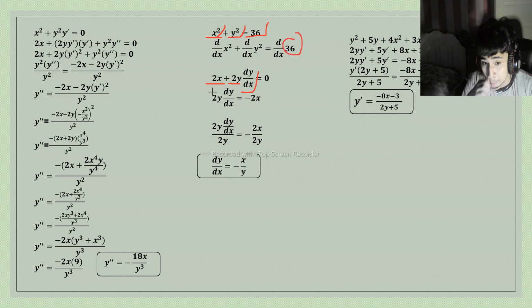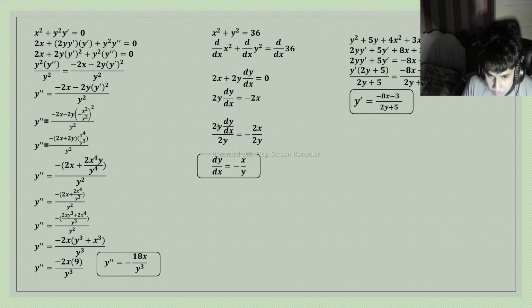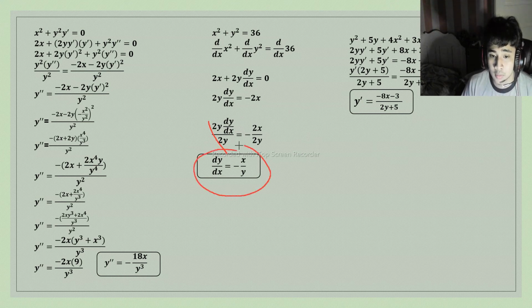Alam natin lahat yan. So, una, pwede nating i-transpose agad si 2x. Kaya, 2y times dy over dx equals negative 2x. Pwede na nating i-factor out yung 2 para yung dy over dx na lang yung matira. Mabibigyan tayo ng negative 2x over 2y. Then, lowest form, that will lead us to our final answer, negative x over y.